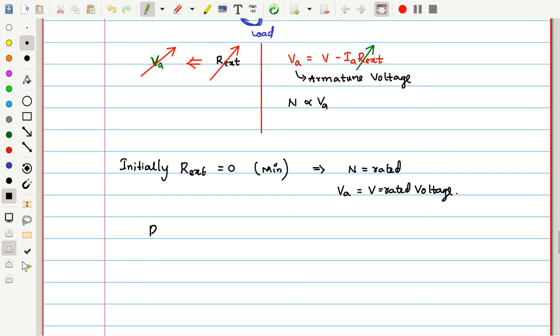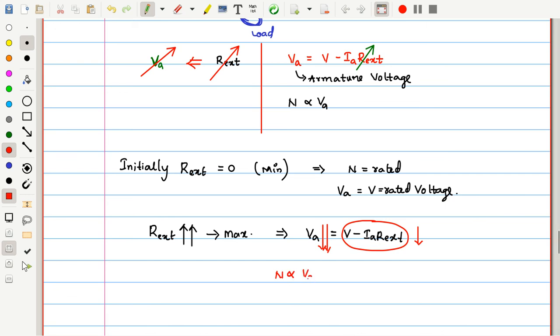Next, if R external is increased to maximum value, what will happen? VA is going to become minimum value. Why? Because IA into R external will increase. If R external is increased, this entire term V minus IA R external is going to reduce, because this drop is increasing. As a result, VA is reducing to minimum value. If VA reduces, we know the speed is proportional to VA, so as VA reduces, the speed also reduces.